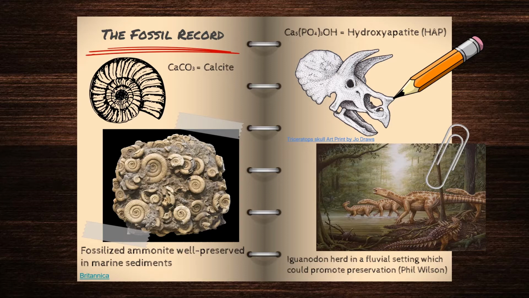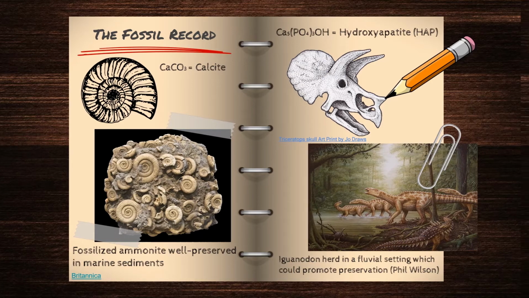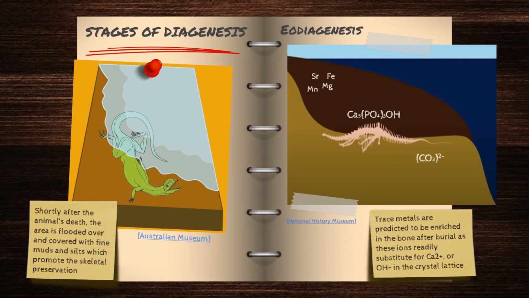This is the reason for which dinosaur fossils are most observed in proximity to fluvial or lacustrine environments, close to a large body of water. Shortly after the animal's death, its remains are partly eaten by other dinosaurs. The area is flooded over and covered with fine muds and silts, which promote the skeletal preservation. During this first step of diagenesis, known as eodiagenesis, the specimen is quickly buried under moist conditions.